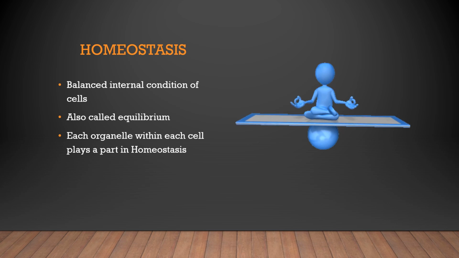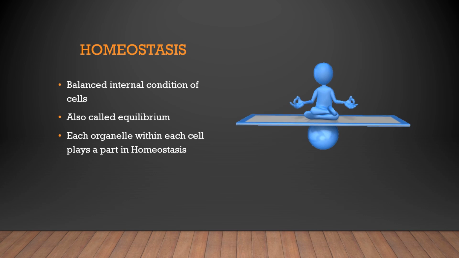Before we jump into talking about organelles, we need to first talk about what happens when organelles are all functioning correctly and when they're all doing their jobs or their functions. It's called homeostasis, and it's a balance of the internal conditions of your cells. It's also called equilibrium, so you may hear those two interchangeably.